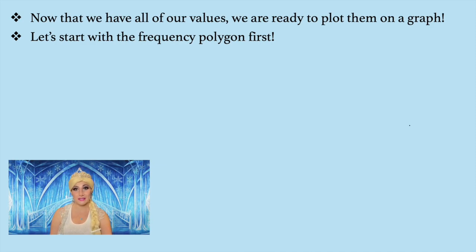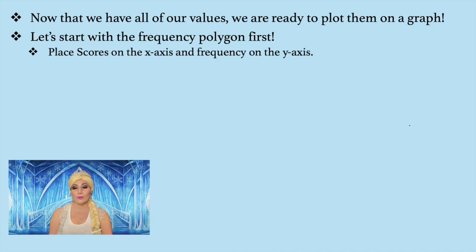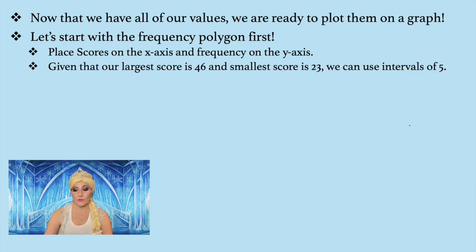Let's start with the frequency polygon first. What we need to do is place the scores on the x-axis and the frequency on the y-axis. Something that we need to consider is the idea of those intervals. Remember, the intervals need to be equal, and we should also be wise about the increments that we want to use to plot on our axes. So given that our largest quiz score is 46 and the smallest score is 23, I think it might be a good idea to use intervals of 5.